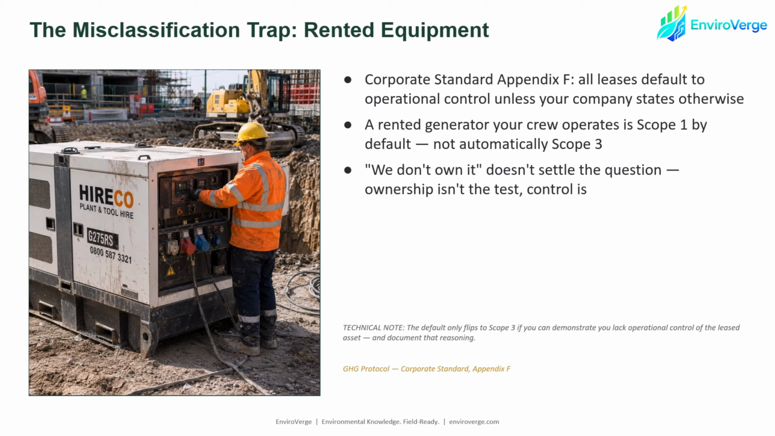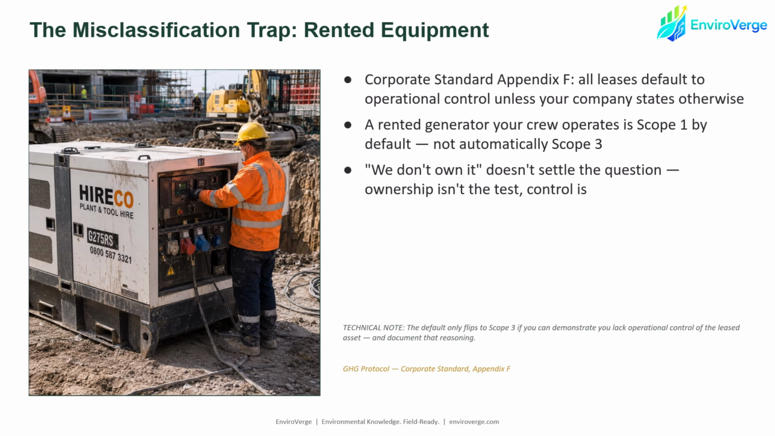Here's the trap that catches experienced teams. A rental generator arrives on your site. Your crew operates it. Your team refuels it. Your site foreman controls when it runs and when it stops. And someone on the reporting team writes Scope 3, leased asset, on the datasheet. Wrong.